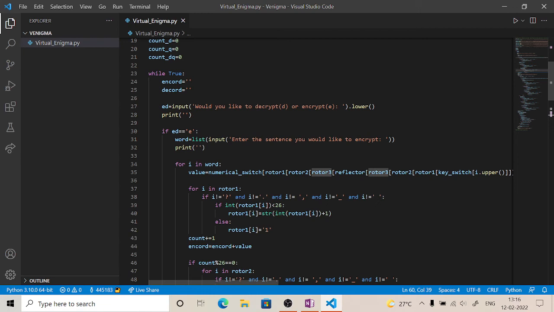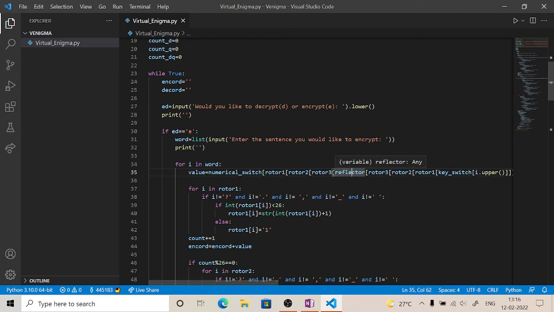Then, as you can see, first of all, it would go to key switch, where the key would be switched to some numerical. So I dot upper would be a string, and after I switch to something else, rotor 1, where it is a number, would switch to something else, rotor 2, rotor 3, reflector.